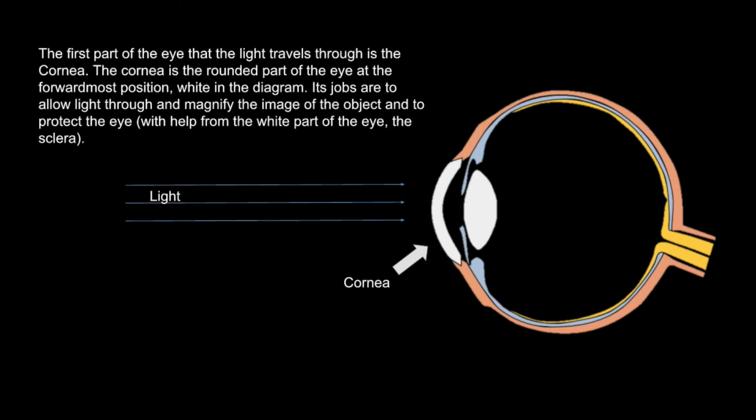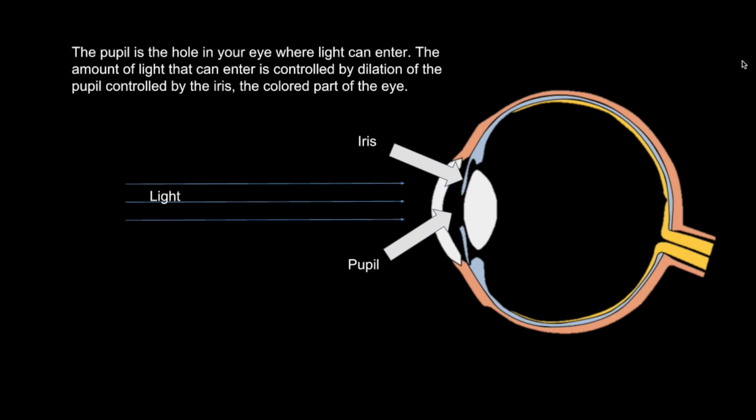And an interesting fact about the cornea is that it does 60 to 70% of the total magnification done in the eye. The next part of the eye is actually two parts, the pupil and the iris. The pupil is the hole in your eye where the light enters, and the iris is a small film of muscle that surrounds the pupil and controls the dilation of the pupil, which is just the pupil getting bigger or smaller to let more or less light in.